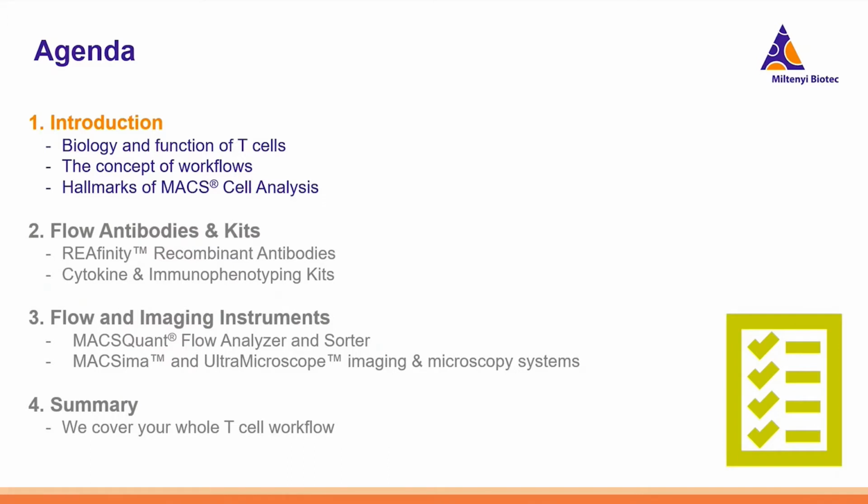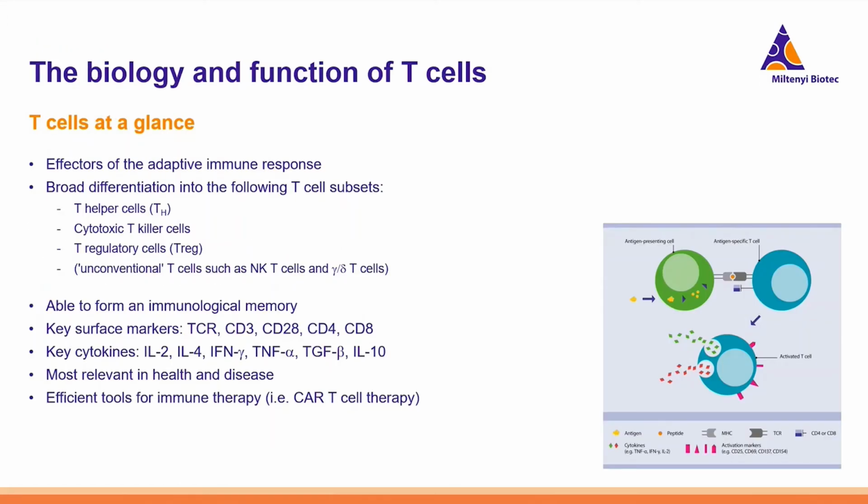Let's briefly introduce the T cells in general and of course our MACS flow analysis solutions. Well, T cells play as effectors of the immune system an integral role in the adaptive immunity. They can be subdivided broadly into several phenotypically and functionally distinct subsets, such as T helper cells, cytotoxic T killer cells, T regulatory cells, as well as the rather heterogenic group of unconventional T cells comprising, for example, natural killer T cells and gamma delta T cells.